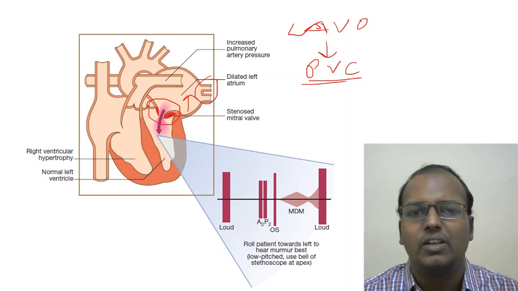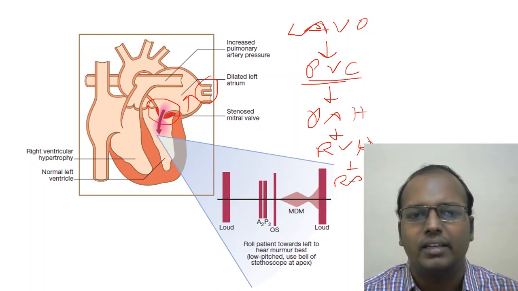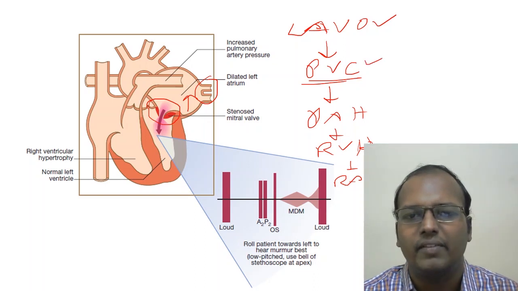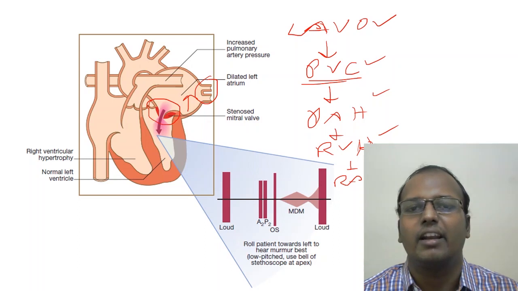This is the pulmonary vein, and the pulmonary venous congestion will be transferred to your pulmonary artery, which causes pulmonary artery hypertension. Then the right ventricle will become hypertrophied, as it pumps against resistance, and then the right atrium will also enlarge. So this is the sequence. First, mitral stenosis leads to left atrial volume overload. Then comes pulmonary venous congestion, then pulmonary arterial hypertension, then right ventricular hypertrophy, then right atrial enlargement.